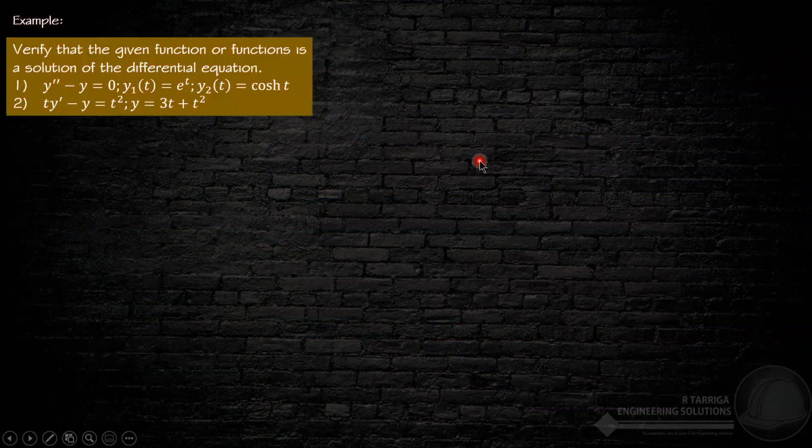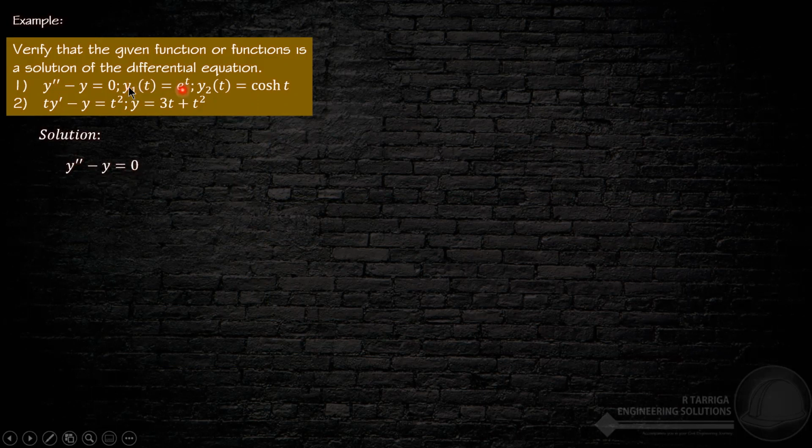Okay. So verify that the given function or functions is a solution of the differential equation. As you can see, this is a type of solution which is called the explicit solution. A function must satisfy the differential equation. So let's see if this function, let's say number 1, satisfies the first differential equation. The differential equation is y double prime minus y is equal to 0.